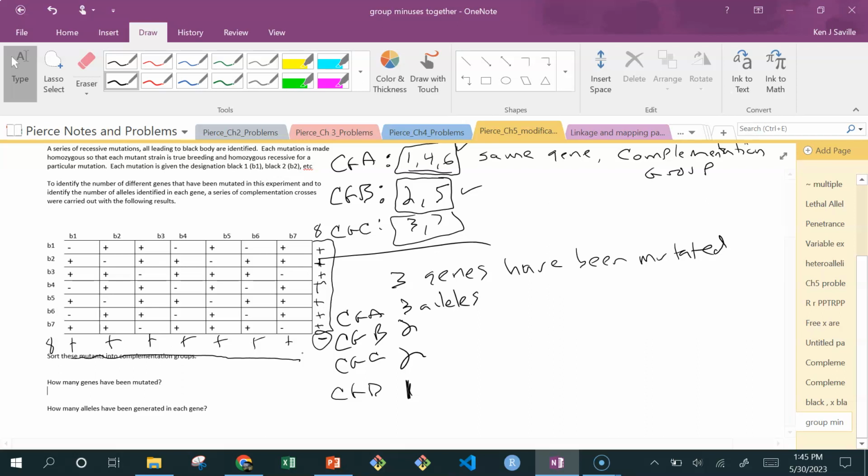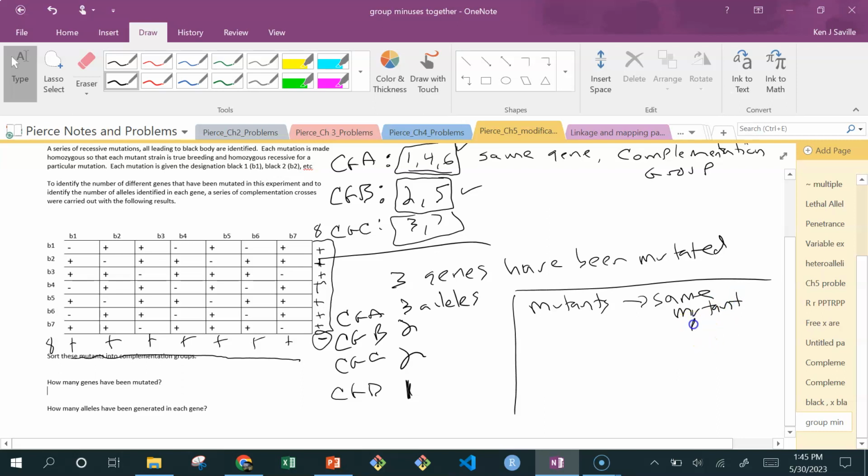All right, so I'm going to leave that. That's called complementation analysis. The whole point of it is to see if you've mutated the same gene more than once, or if you've mutated a bunch of genes that all give you the same phenotype. So once again, you start with a bunch of mutants that give you the same phenotype, same mutant phenotype. So in this case, black body.